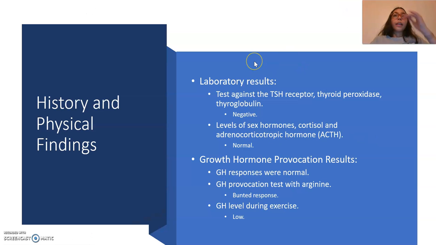In the case study, the researchers ran laboratory tests and growth hormone provocation tests, and the laboratory results indicated that the tests for antibodies against TSH receptor, thyroid peroxidase, and thyroglobulin were all negative, and his levels of sex hormones, cortisol, and adrenocorticotropic hormone, which is ACTH, were all normal. The growth hormone provocation test indicated that his growth hormone responses were normal. But when he was tested with arginine, he had a blunted response, and that was shown in a graph in the document that I read. Also, his growth hormone level during exercise was low.